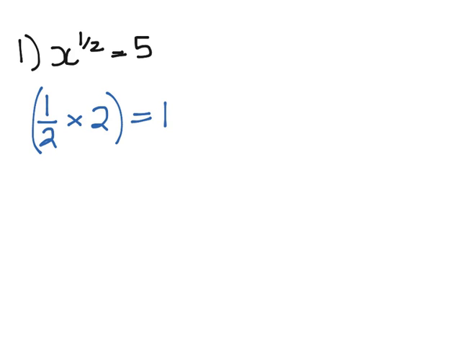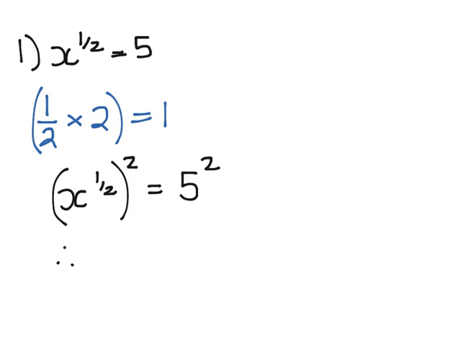Now the simple rule is, what you do to the left of the equation, you must do to the right. So if we're going to square, in this case the left hand side, we must do the same to the right hand side. Then the left hand side becomes x to the power of 1, or x, which is then going to be equal to 25.